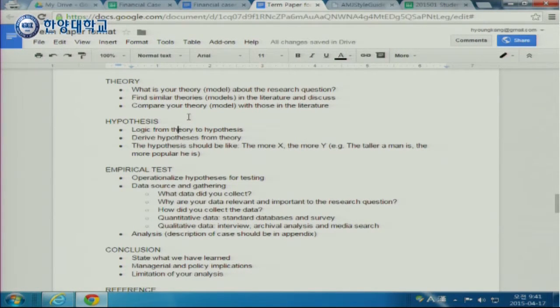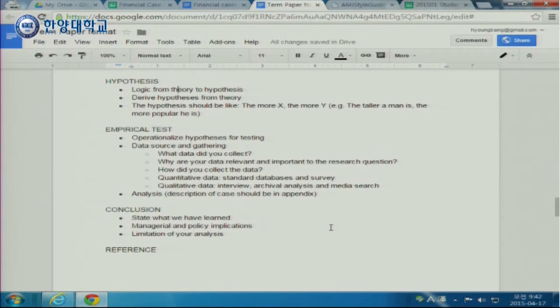So at least it's a structural theory to hypothesis, right? So, okay. And then from theory, you generated hypothesis. Now, since you have hypothesis, now you can do empirical testing. Okay. First, you have to operationalize the hypothesis for testing. In order to test your hypothesis, you have to define what we mean by tall and what we mean by popular. Once we operationalize the hypothesis for testing, then we have to collect data. What data did you collect? What are your data relevant to and important to your research question?